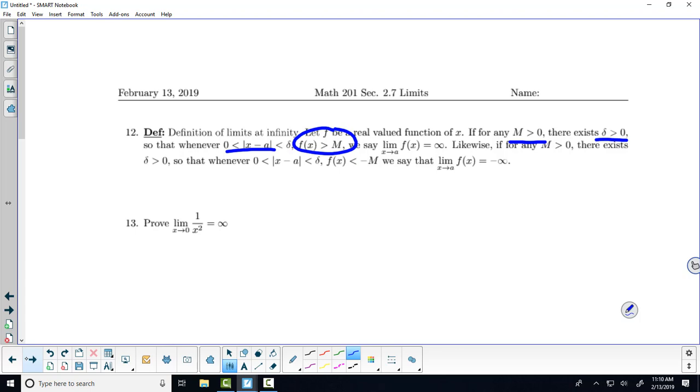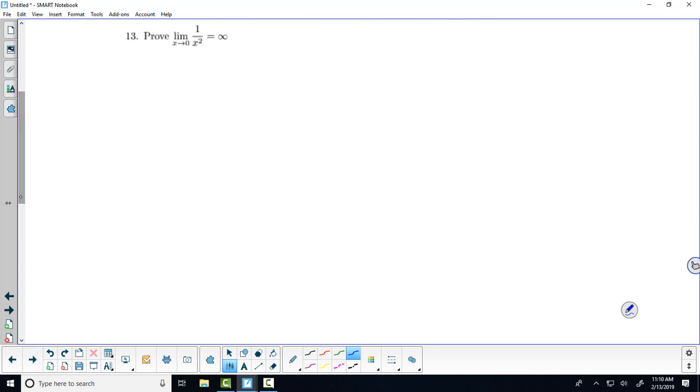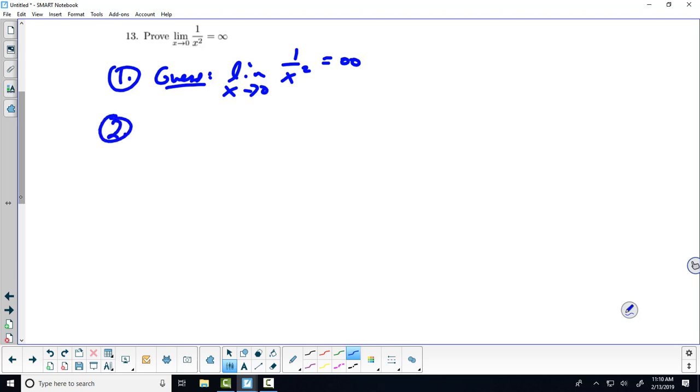All right, so let's prove this. All right, so one, we need a guess. Well, that's easy. The limit as x approaches 0 of 1 over x squared, what's our guess? That it can be made arbitrarily large. Okay? 2, let's come up with a formula for delta.